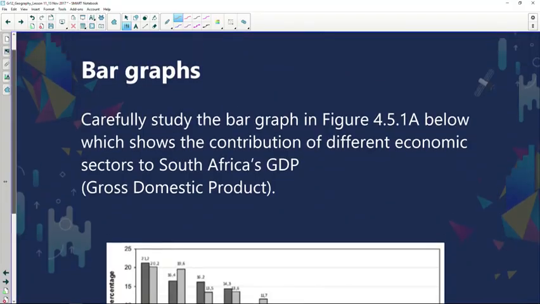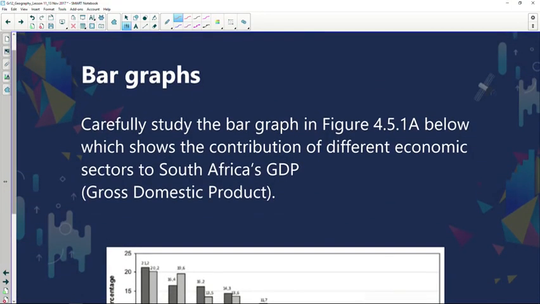Now I want to continue looking at some questions that you can expect in your final geography paper, and especially when we look at economic geography. And the questions that they might use is using instances of graphs. Now what is a graph?